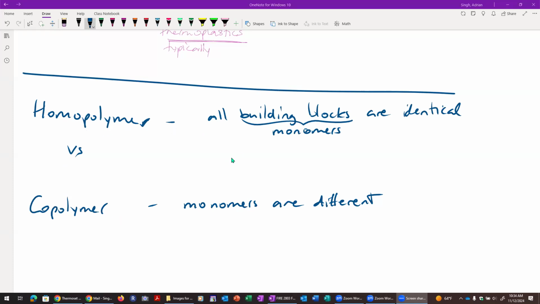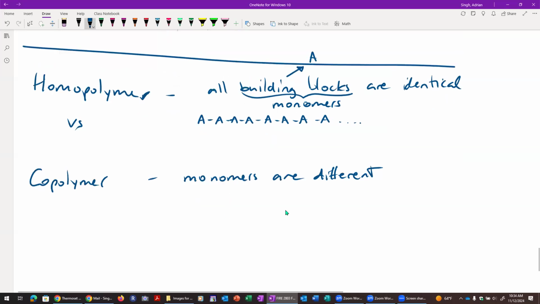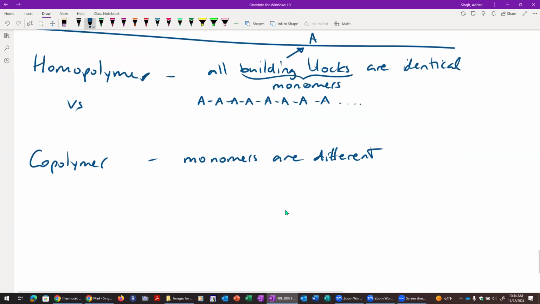So in a homopolymer, all the monomers are identical, right? So just as a simple example, if we identify our monomer here, let's say it's A. Well, if I have a bunch of A's linked together, that would be an example of a homopolymer, dot, dot, dot. All the examples we looked at previously were homopolymers. In a copolymer, the monomers are different. So you can have at least two different monomers linked together, maybe A and B.